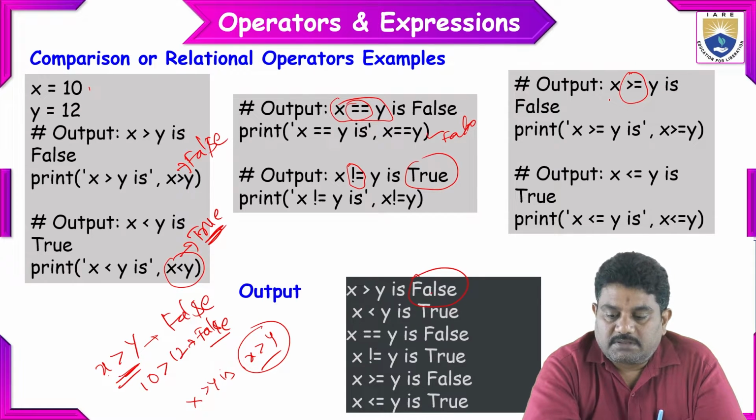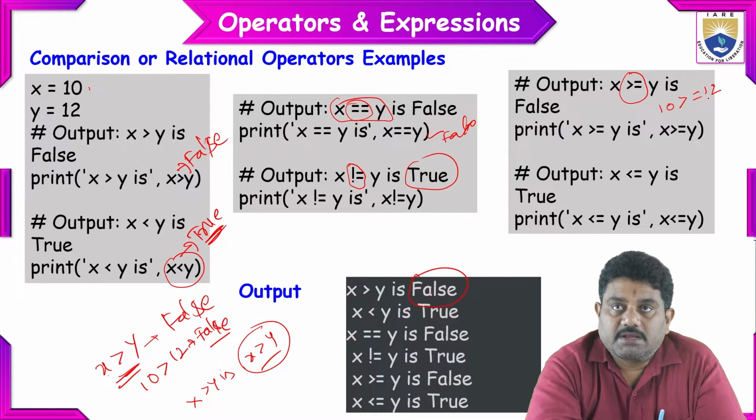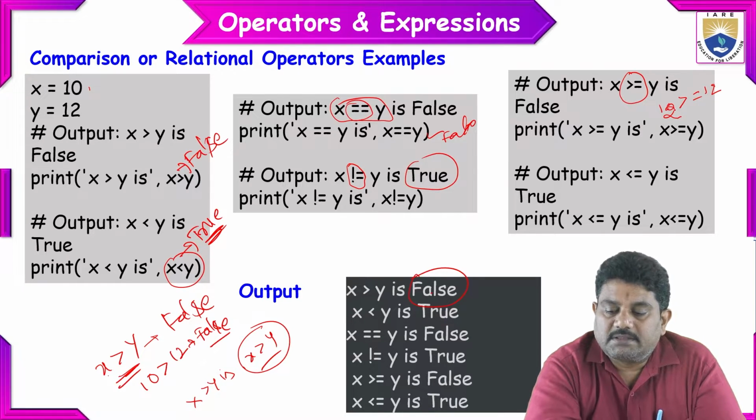Otherwise, it returns false. For example, take x equal to 10 and y equal to 12. Replace the variables with values: 10 is greater than or equal to 12? No, it is not. 10 is less than 12. So it returns false.